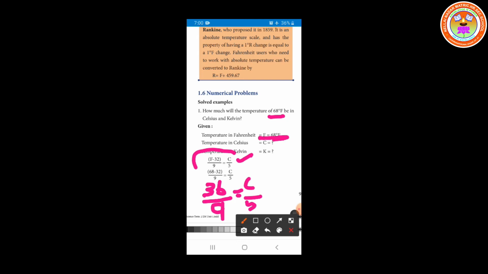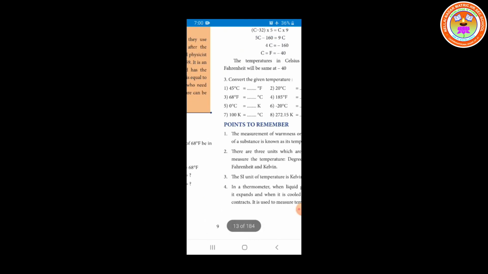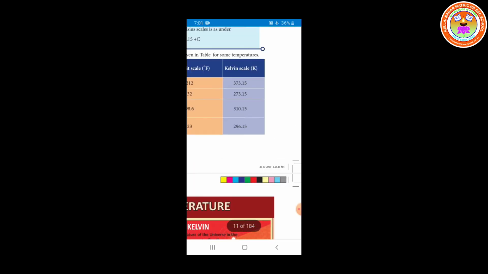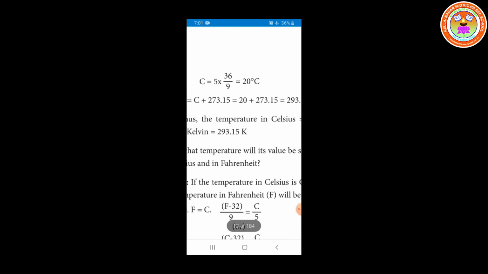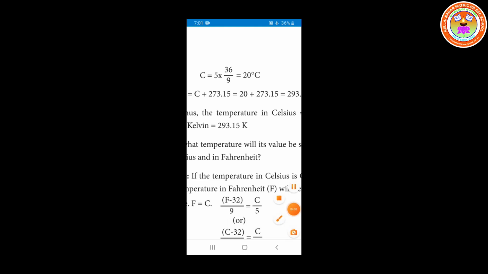But we wanted the value in terms of Celsius. So this 5 we can bring after the equal to. When you bring it after the equal sign, the denominator factor becomes a multiplier. Now we can cancel easily. 9 4s are 36. Now 5 into 4 is 20. So we have converted the value in terms of Celsius, which is 20 degrees Celsius.